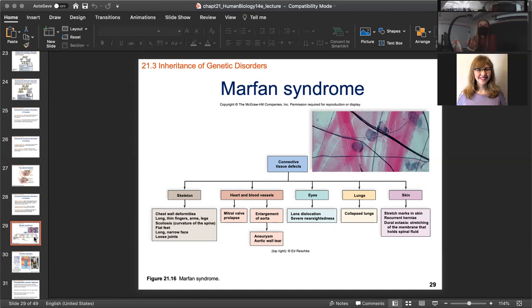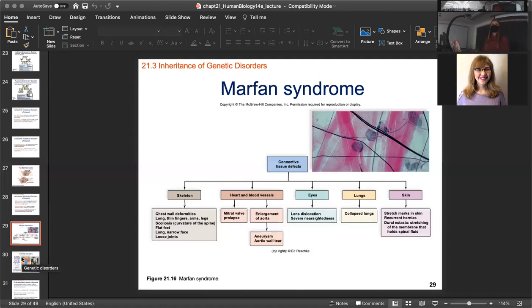Lungs, you'll see a collapsed lung, which makes sense if we're having a curvature of the spine and a caved in chest wall. It's probably going to result in a collapsed lung. And then the skin, you're going to see stretch marks in the skin. This is because of the stretching of the membrane that holds the spinal fluid. So you're stretching your back in different ways and things like that.